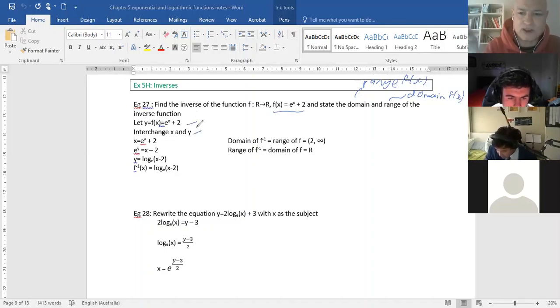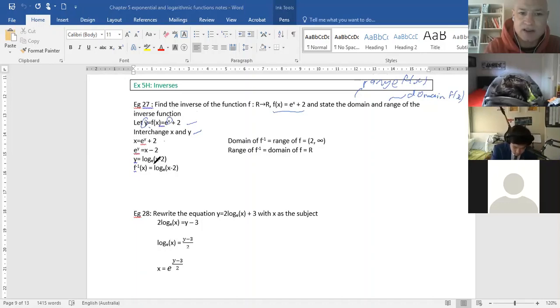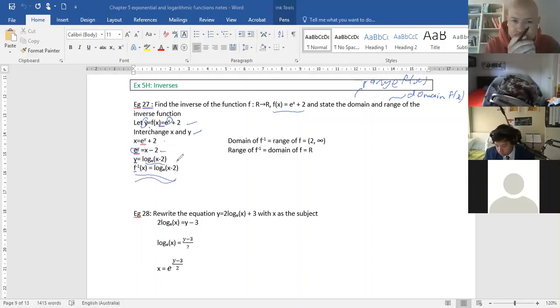I'm going to swap or interchange x and y, it doesn't matter what you write. So we get x instead of the y and y instead of the x. And I'm going to solve for the y. So take away 2, and the only way to get rid of that e is to take log e of that. So there's my inverse. Any questions up to there?